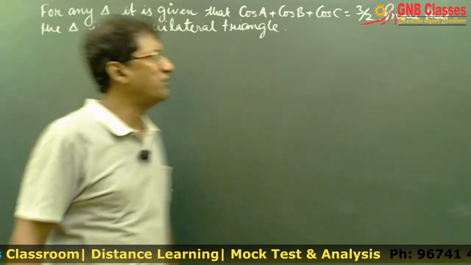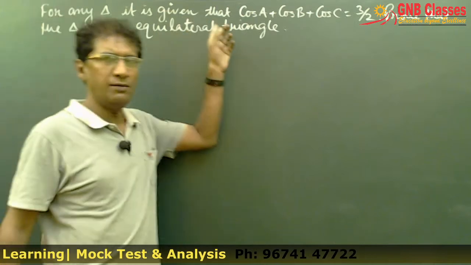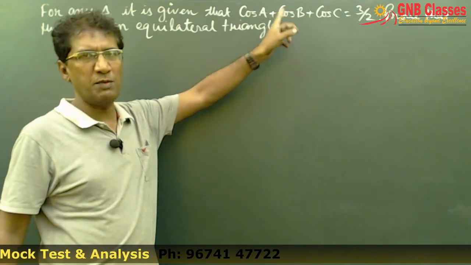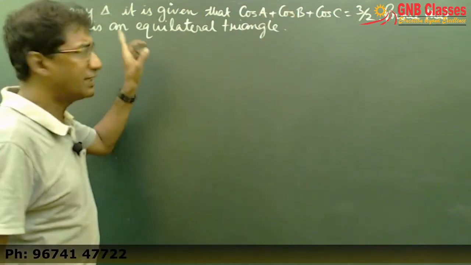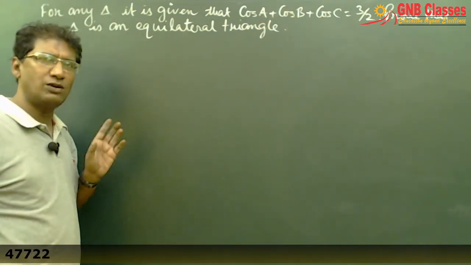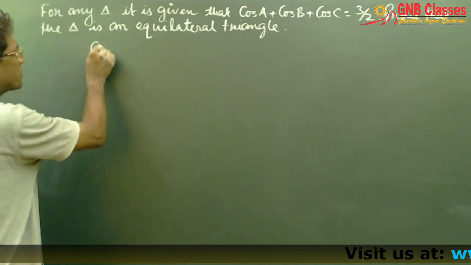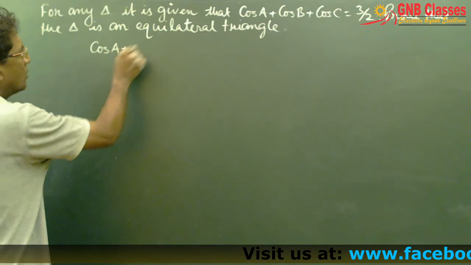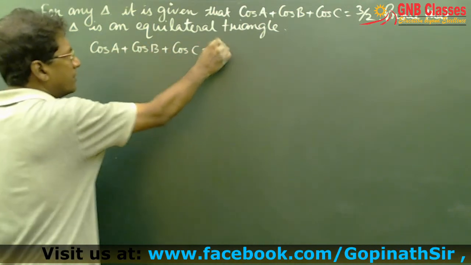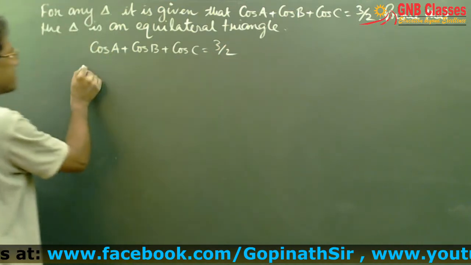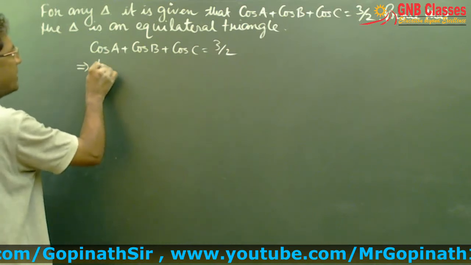In this problem, they have given us for any triangle, if it is given that cos A plus cos B plus cos C is 3 by 2, then prove that the triangle is an equilateral triangle. Is it clear? So see how we are using cosine rule in this problem. Cos A plus cos B plus cos C is 3 by 2. Now just apply the cosine rules for cos A, for cos B as well as for cos C. What we are going to get?